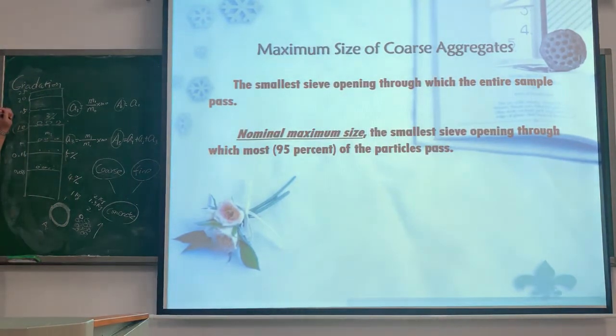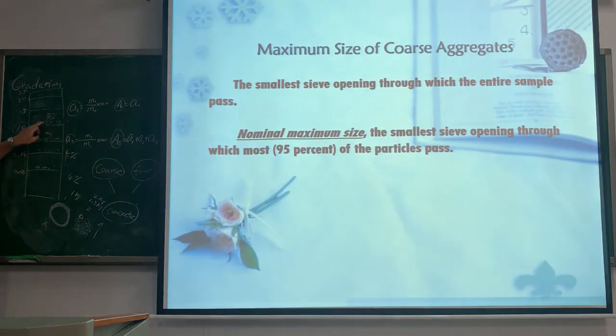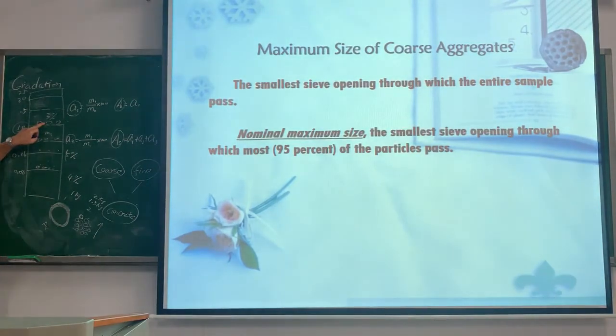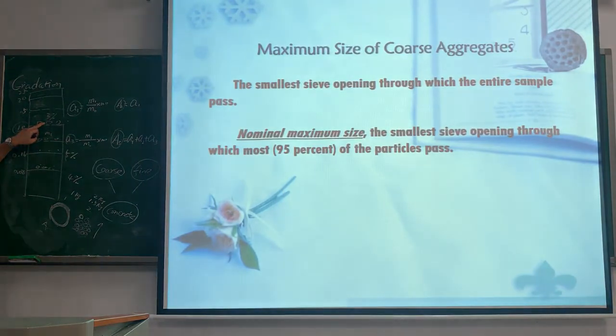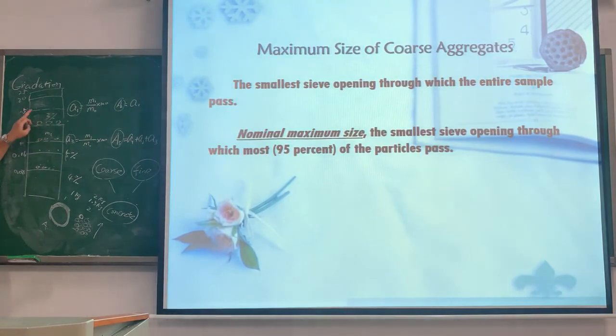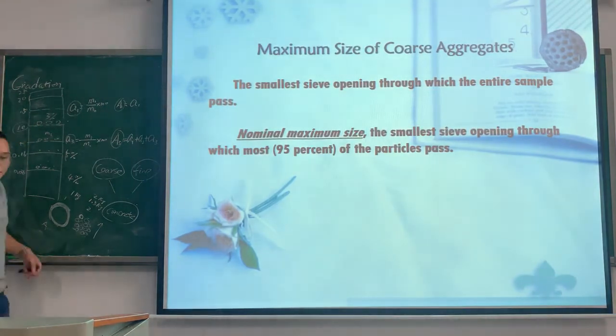10. Yeah, 10. If the mass at here is bigger than 5%, so the nominal maximum size is 15. But if the mass at here is below 5%, the nominal maximum size is 10. The maximum is 10. Okay.